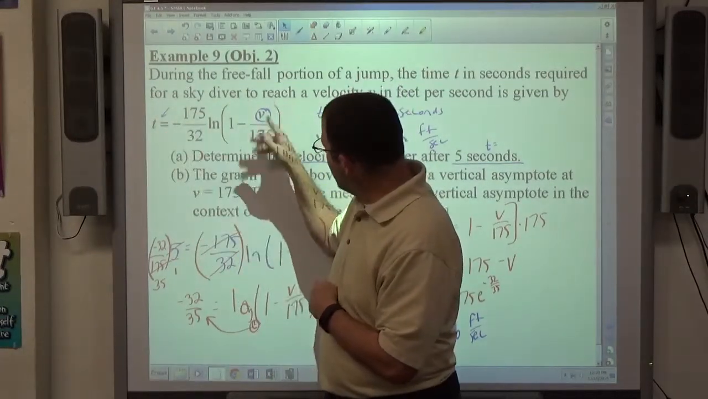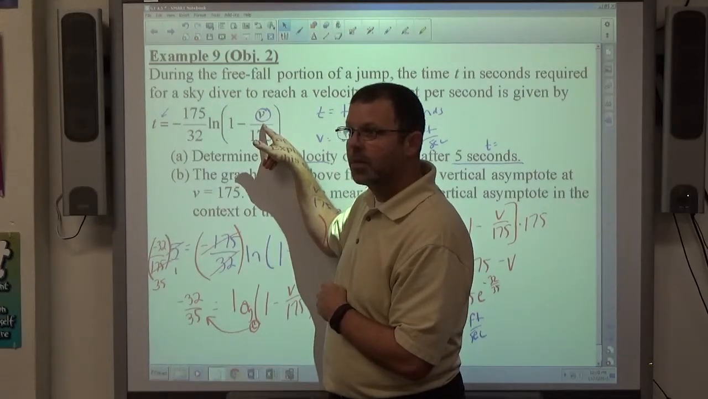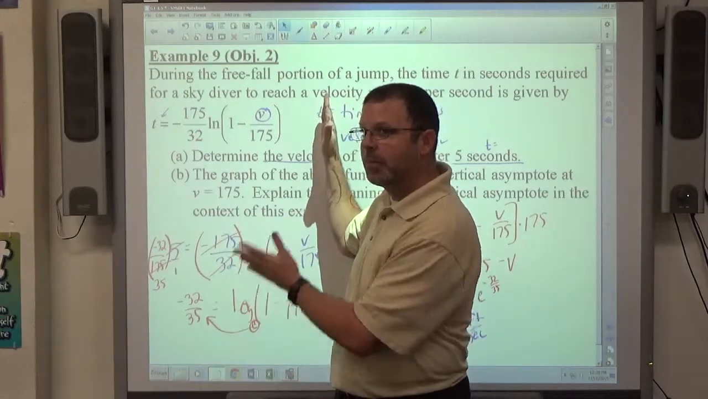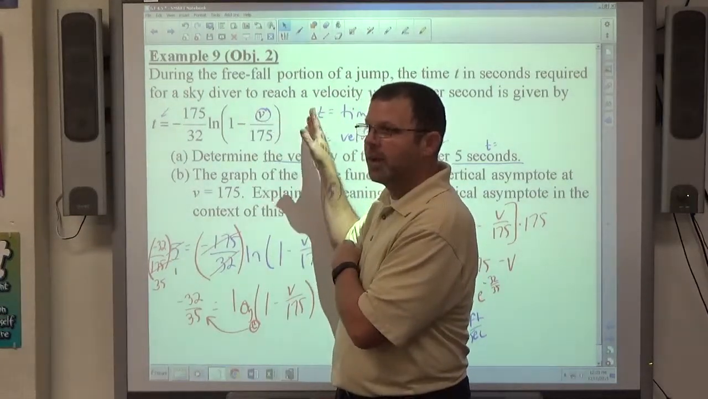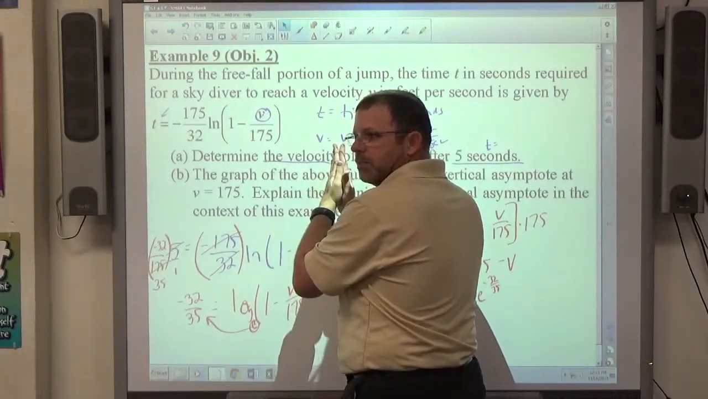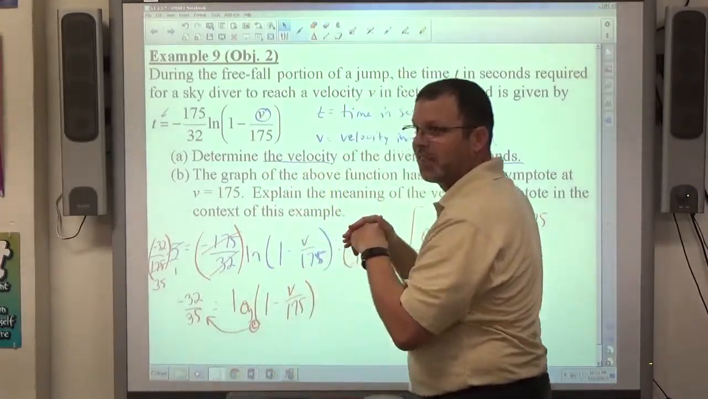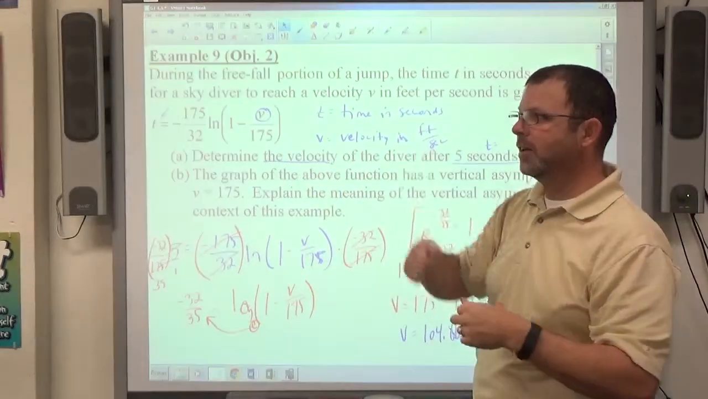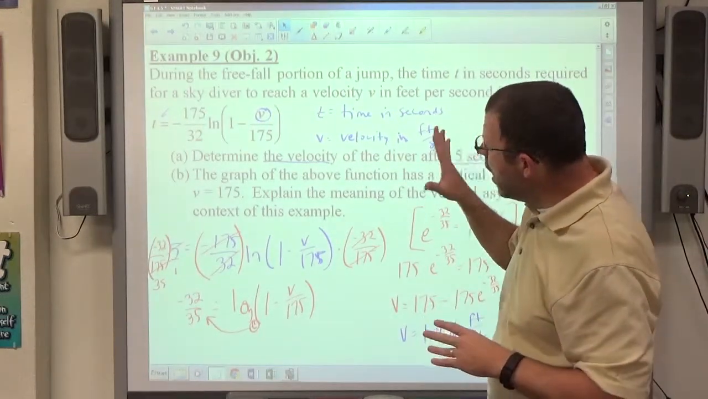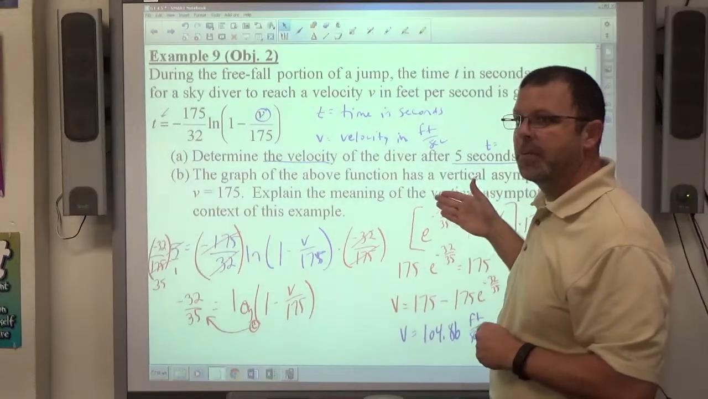So if this gets 175, we get 1 minus 1 is 0, right? You can't take log of 0, all right? So that's why 175 is the cutoff. Anything bigger than 175 is going to make it negative, still can't do it. So from 0 up to 175 is possible. In fact, you could have negative, but for the context of this problem, we got velocity. We're not going the opposite direction, right? So anyway, the velocity cannot get above 175 feet per second.